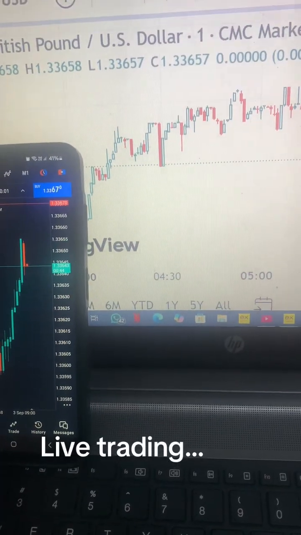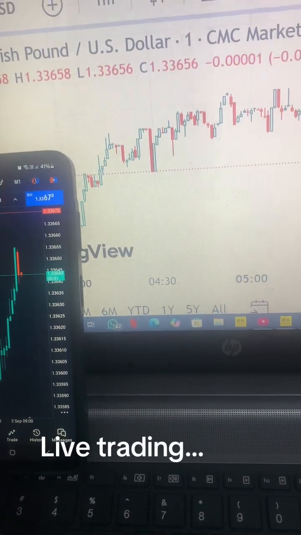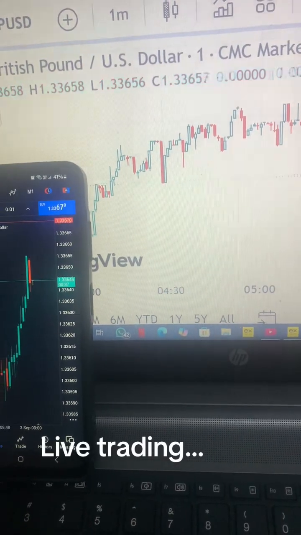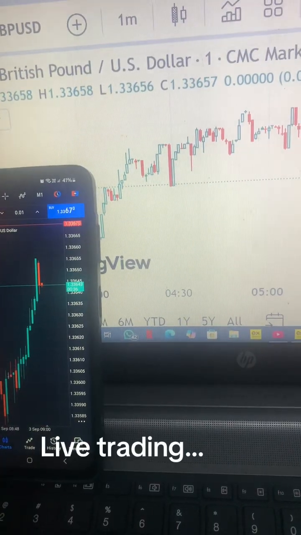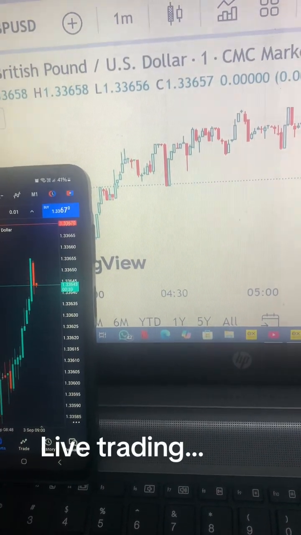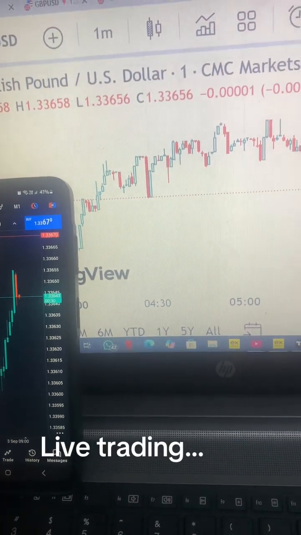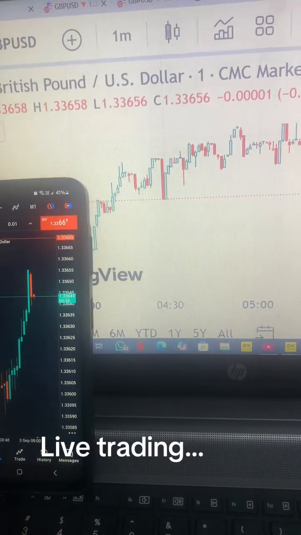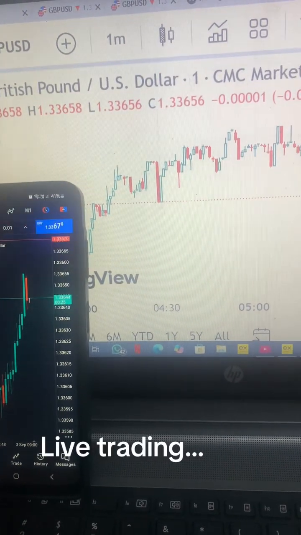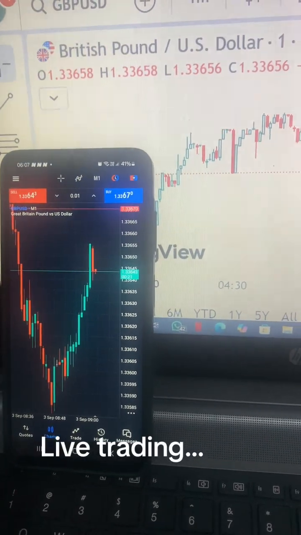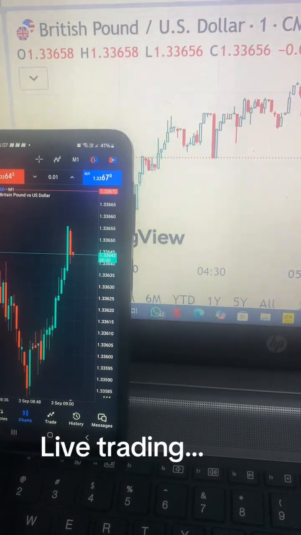Good morning, traders. I'm glad to bring to you this morning a live trade for some of my traders, some of my guys who are out there. I'm just trying to place one or two trades for you to see how it goes. And you can see I have my PC and I have my phone as well.